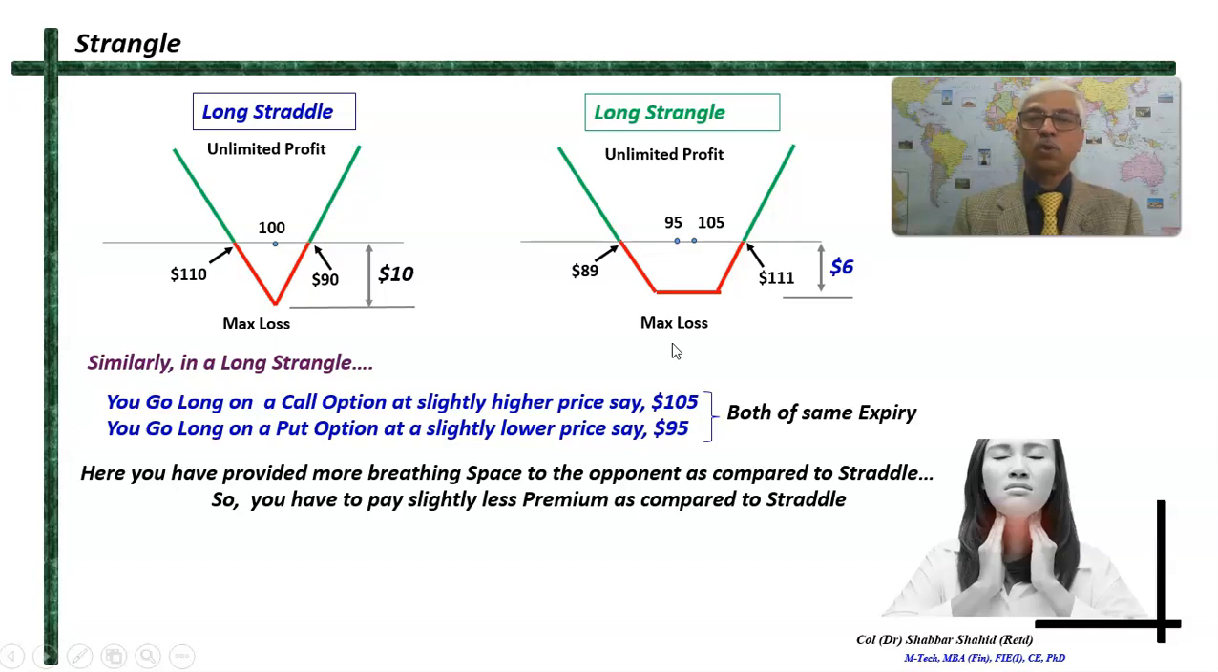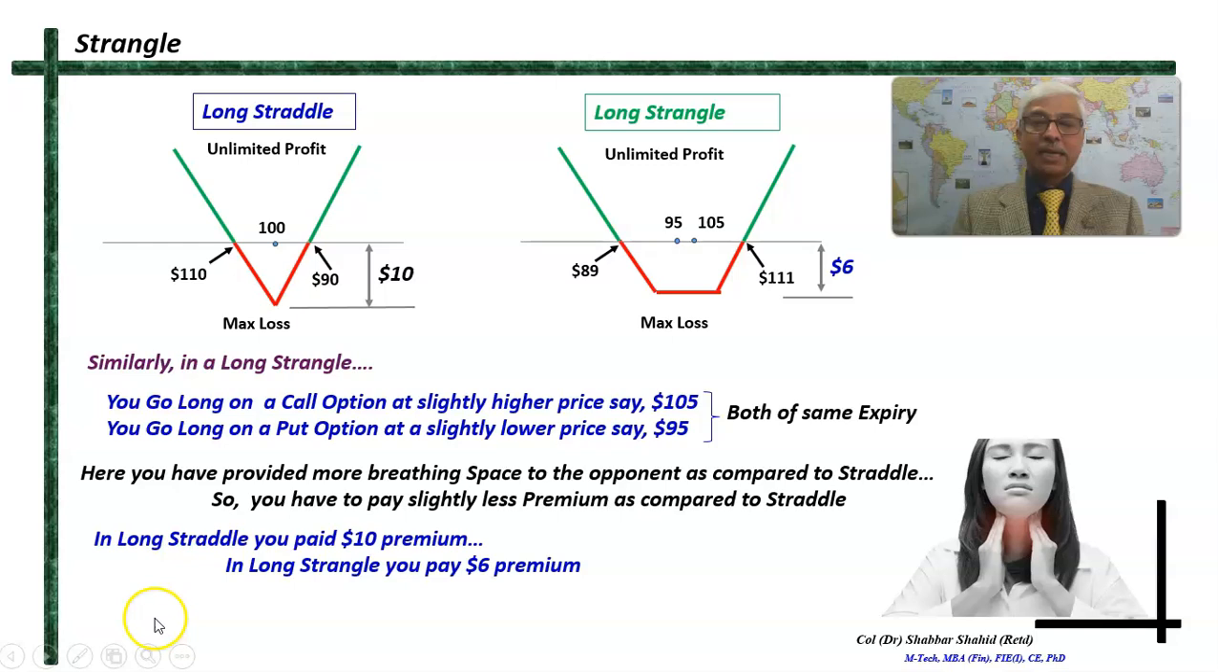To the opponent, you have given more breathing space, isn't it? So what do you get? You get the benefit of paying slightly less premium. Earlier you had paid $10 as premium. Now you will pay $6. It is a level playing field for everybody. You have provided some benefit to the other person, so you also get some benefit here. Got it? In a long straddle, your premium was 10, which you had paid. Now you will pay only 6.